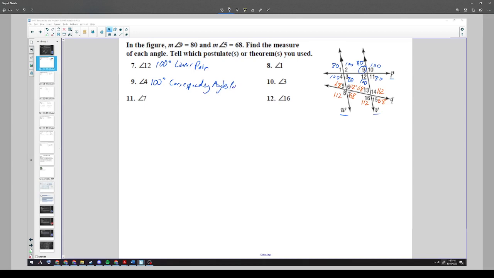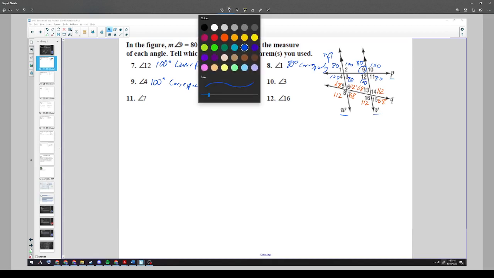Corresponding angles postulate. Number 7 is down here in the orange. Let's look at number 1 because it's still up here. So 9 and 1 are also corresponding, making it 80 degrees. So corresponding angle postulate. So I'd say this is corresponding to angle 12. This is corresponding to angle 9. 16, 3. So all the rest are in the orange. So let's move on to those.